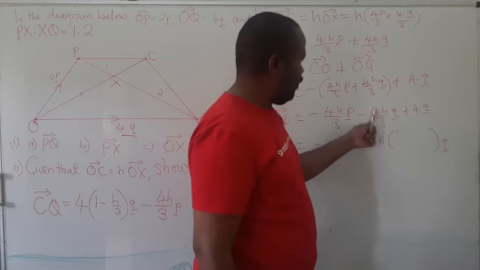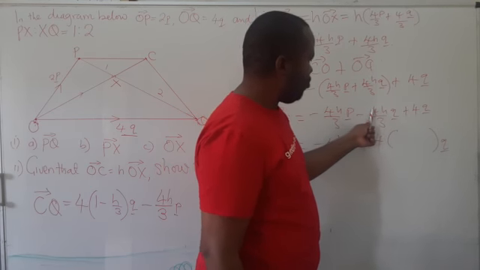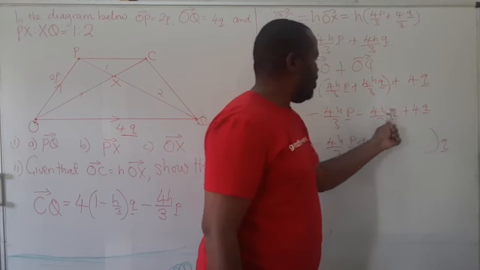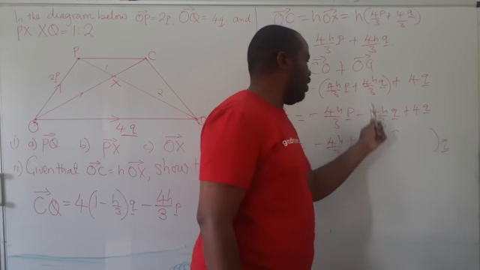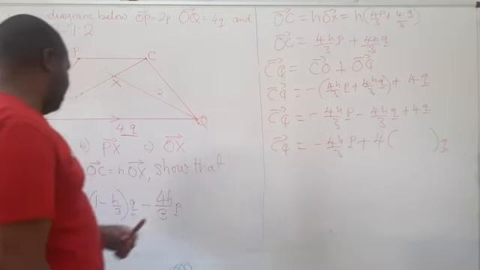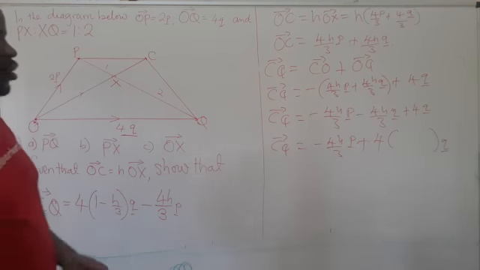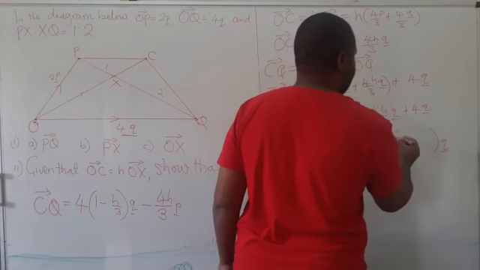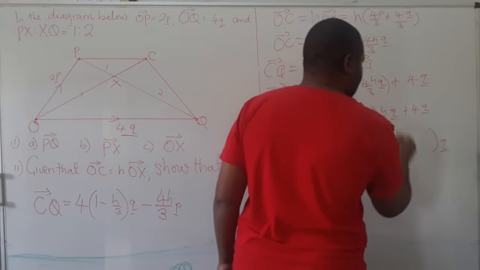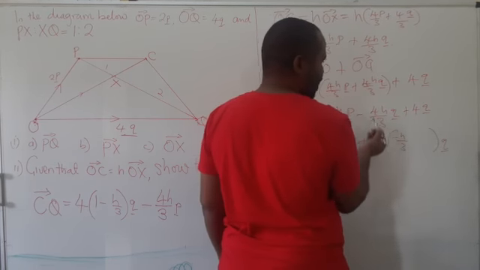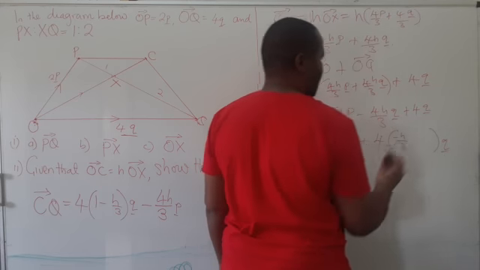So 4 and 4 will cancel. This and that will cancel, remain with negative H over 3, or negative 1 over 3H. Okay? Which is this one. Alright, so you have negative H over 3. Because this and that guy have divided, this and this one they have divided.